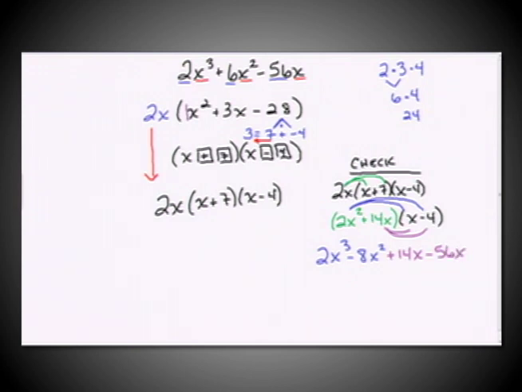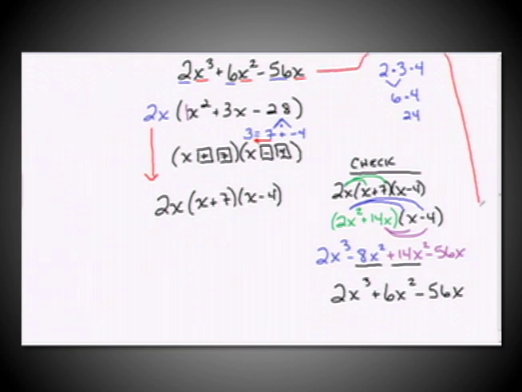Combining my like terms, oops, I forgot my square on my 14x. That should be 14x squared. Now we have like terms to combine. And we have 2x cubed plus 6x squared minus 56x. Sure enough, we have matched our original polynomial, which means the factored form, answering the question, what did I have to multiply together to make that expression, is 2x times x plus 7 times x minus 4.